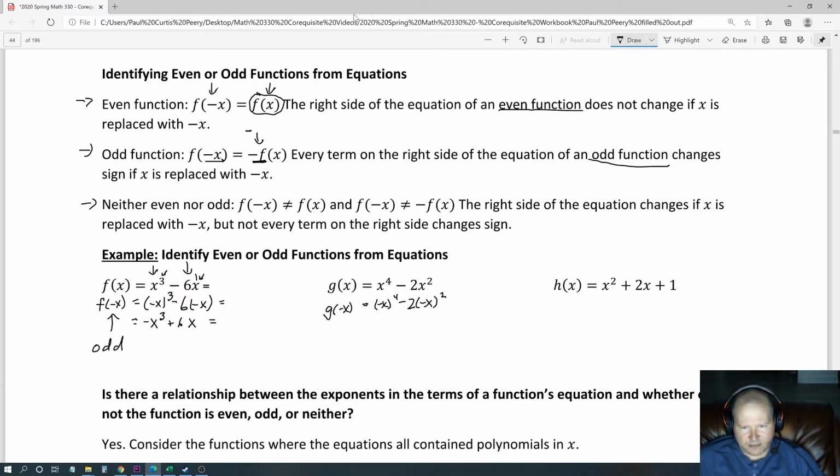Negative x to the second power. Well, if I take a negative to a fourth power, I get a positive, and then x to the fourth power, still to the fourth power. Okay, same kind of thing here. I take a negative to a second power, I get positive, and x to the second power.